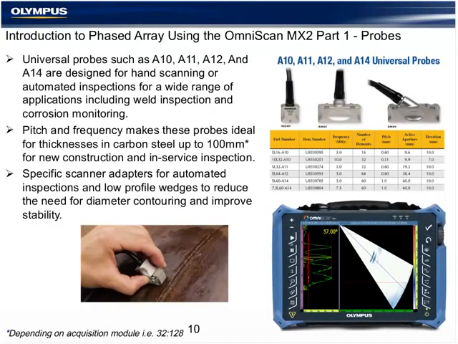So the next series of slides are going to look at a number of different probes and what makes them unique for the application they're designed to be used. One of the most common families of probes is the A10, 11, 12, and 14. These are ergonomically designed to be used either in scanners or with the hand. They come in common weld frequencies between about 5 and 7 megahertz. They have different numbers of elements depending on the beam strategy and different size pitch. Very common weld probes.